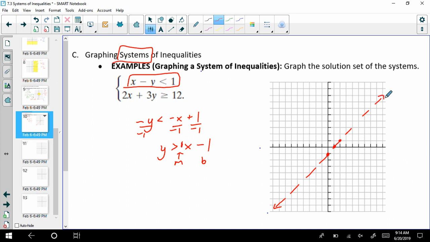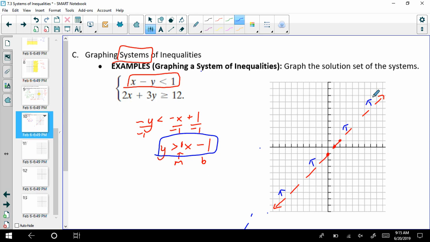Now, I would not get carried away with the shading on this one, otherwise we'll have a big mess. So what I'm going to do, I'm just going to make myself a note of when the time comes to shade, where would I shade? So if I look at where I got y alone, it says y is greater than. Greater than the line would literally mean above it. So I'm just going to make myself a little note that when the time comes to shade, I want to shade above it.